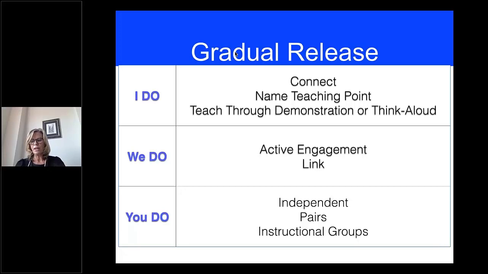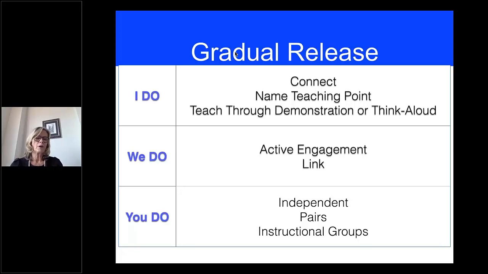So when we look at that I do, we do, you do, it's also important for you to realize that sometimes during the you do, students can also be instructed in a small group while others are working independently or in pairs. You may have to do another little mini lesson for those learners who may need to hear it again or may need more we do and are not ready yet for the you do.